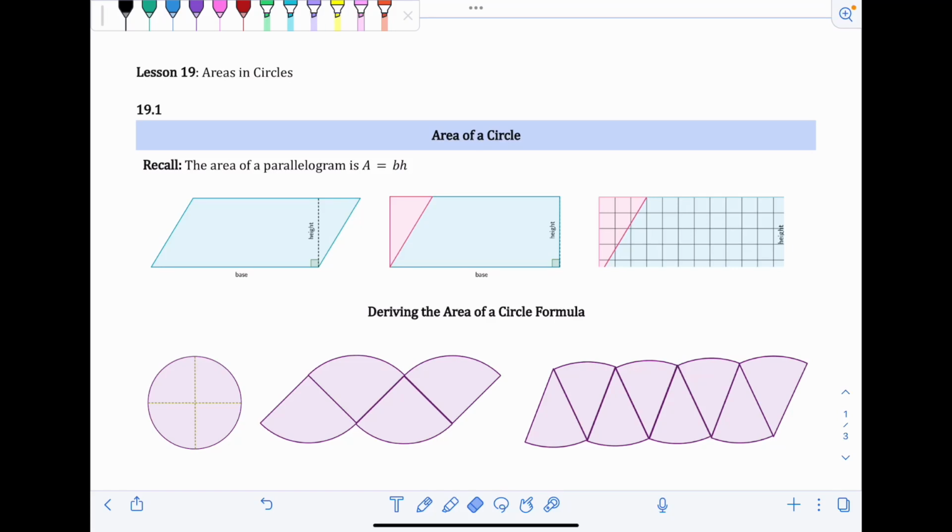Lesson 19 is about different areas within circles, and in 19.1 we're just going to get into the area formula for a circle. We're actually going to derive it from the parallelogram area formula. So the area of a parallelogram is area equals base times height.